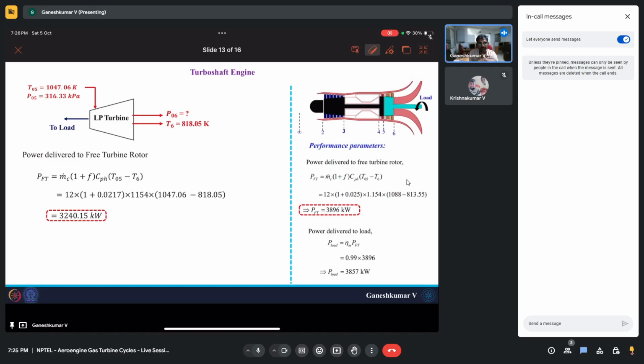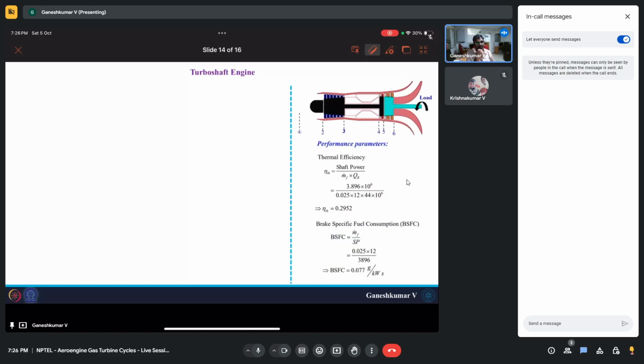Okay, so please remember that you cannot generalize that ground condition will give more power, or vice versa, that ground condition will give less power. It depends upon the parameters, and you need to do the analysis to find out what the power is. Similarly, you can find power delivered to the load, which is 99% of 3.24 megawatts, which will be 3.207 megawatts. Okay, this is the power.